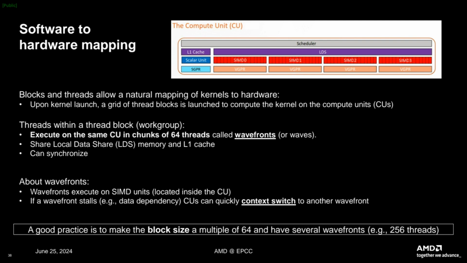So this is just an example of how you can leverage this to make your kernels run faster. And in general, it's also good to have good occupancy, meaning that you should try and use most of the resources of your GPU, because if the wavefront stalls, then the compute unit is very quick at context switching. And so basically you can hide latency and keep going fast. And it's good practice to also make the block size a multiple of 64 because of the wavefront size.